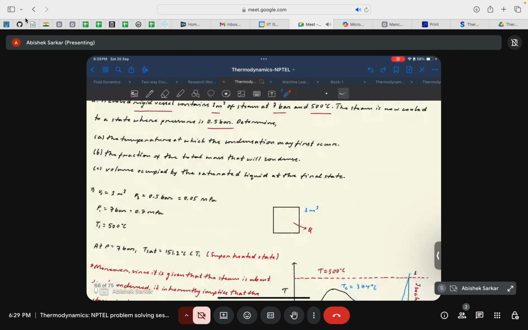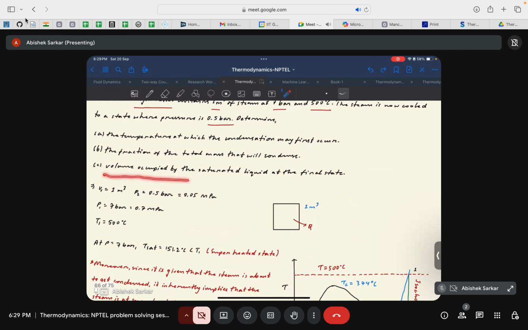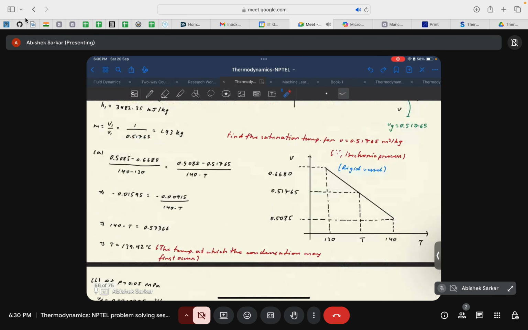So the third part is the volume occupied by the saturated liquid at the final state. Again, it's quite simple. For the saturated liquid, you need to multiply the mass of the liquid in the mixture times its specific volume.